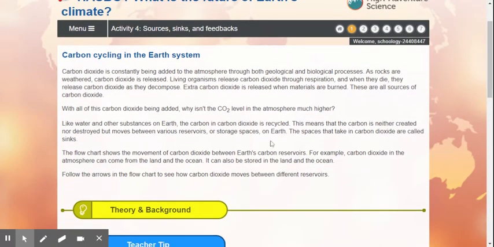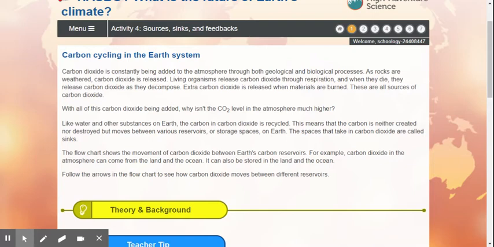It says the carbon dioxide is constantly being added to the atmosphere through both geological and biological processes. Can you think of some biological processes that add carbon to the atmosphere in the form of carbon dioxide? As rocks are weathered, carbon dioxide is released. Living organisms release carbon dioxide through respiration. That's what we call breathing, right? And when they die, they release carbon dioxide as they decompose. Extra carbon dioxide is released when materials are burned. These are all sources of carbon dioxide.